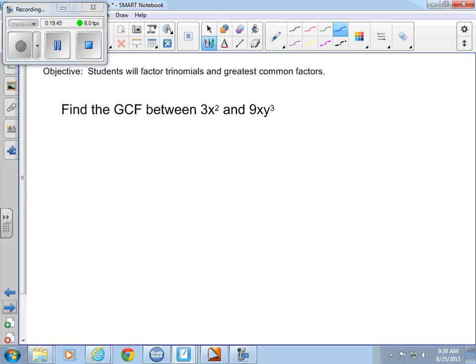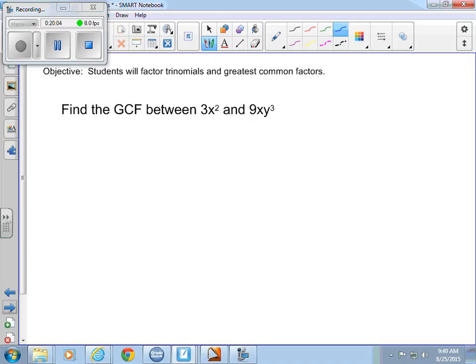Now let's talk about what it means to be common. What do you think it means to be common? The same. So two different things having the same factor, right? Common factor. The greatest common factor is the factor that's the biggest that they have in common.